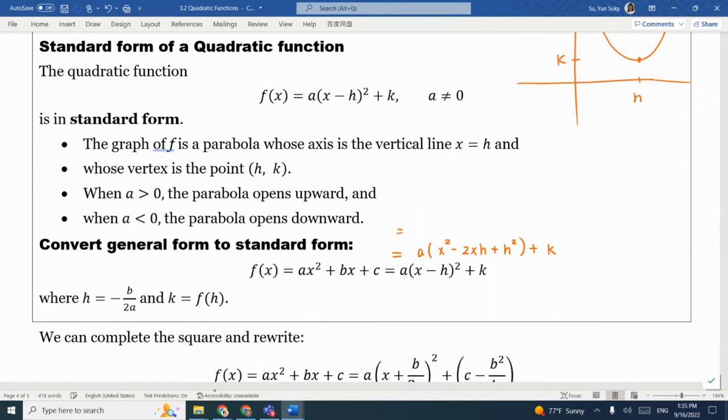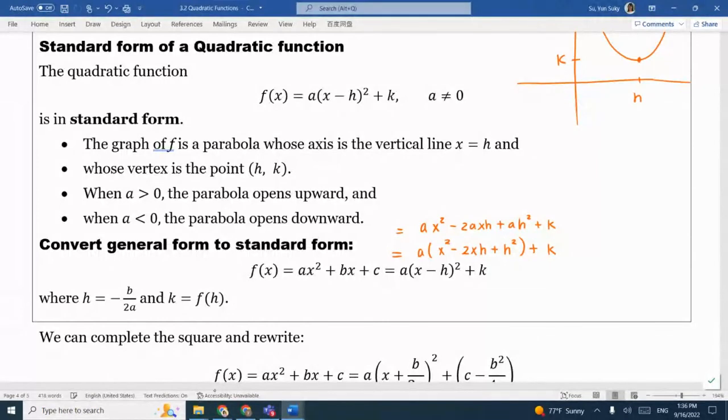And then let's distribute it. So we have a x squared, right? And then minus 2a xh plus a h squared plus k. Yes, everybody? We distribute the a. Okay? Now, let's see.